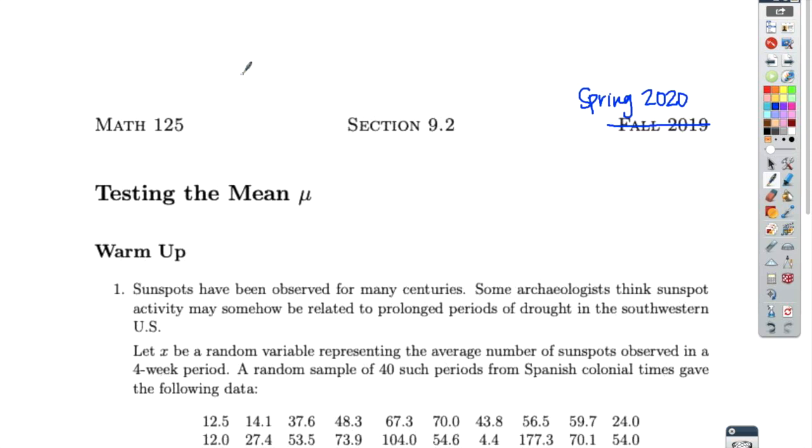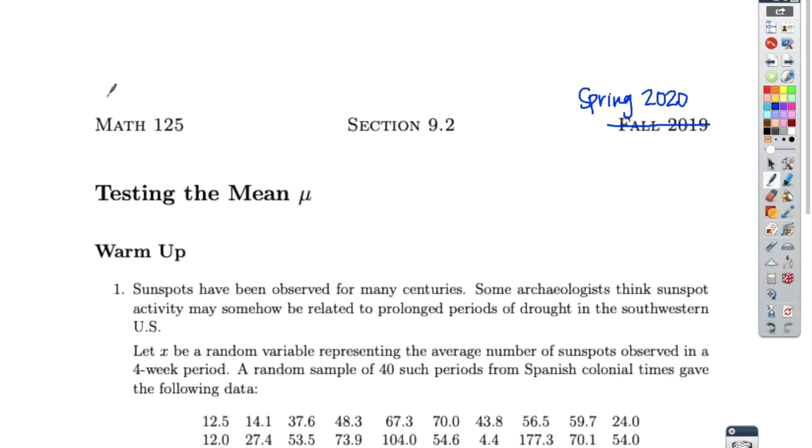This section is going to be very similar to section 9.1. Our goal is the same. We are using hypothesis testing to test a guess about the mean, the population mean, mu.